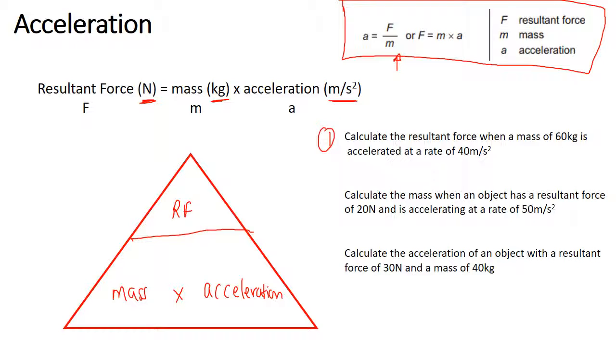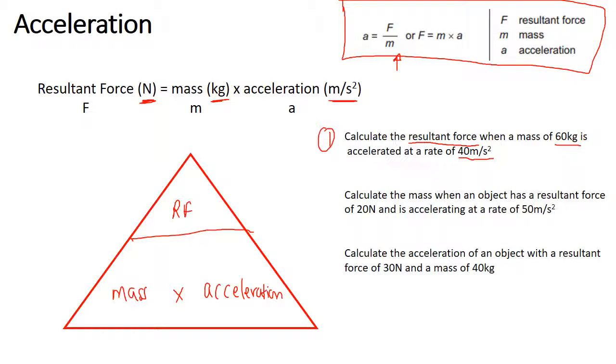So if we go to this first question: calculate the resultant force when a mass of 60 kilograms accelerates at a rate of 40 meters per second squared. The first thing I would do when approaching one of these questions is underline the thing I need to find. Instantly, by knowing the thing I need to find, I can start looking through my equation sheet and narrowing down which equation I'm going to use. Then I can underline the things I already know. So I already know I've got a mass of 60 kilograms and an acceleration of 40 meters per second squared.